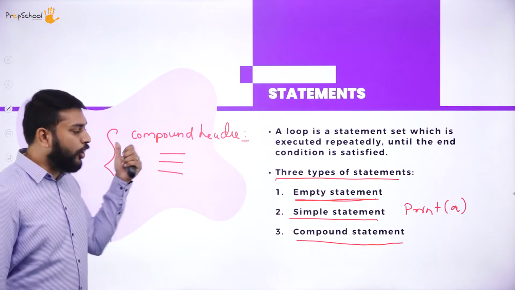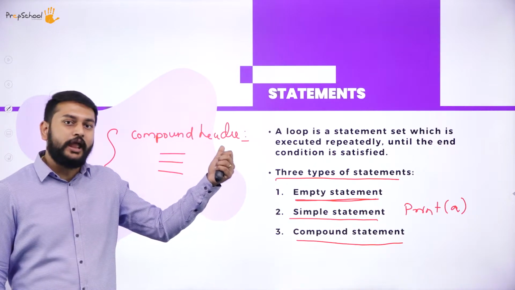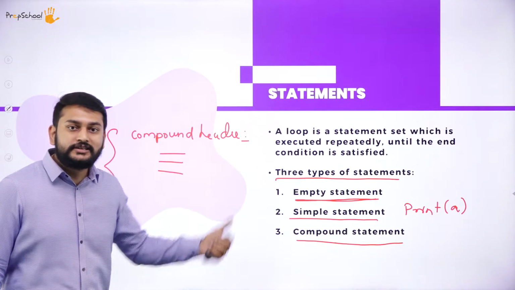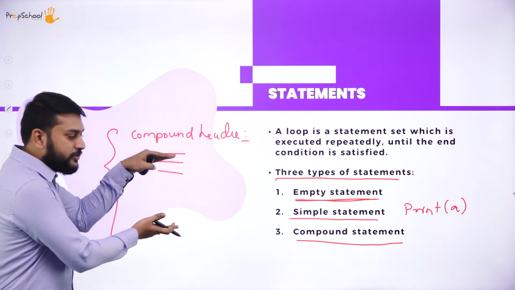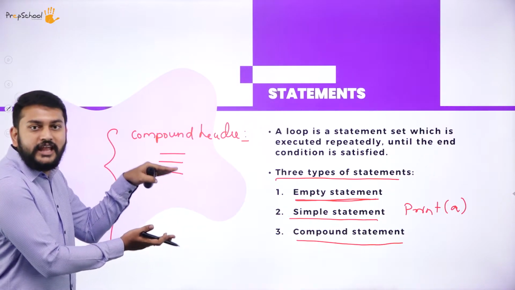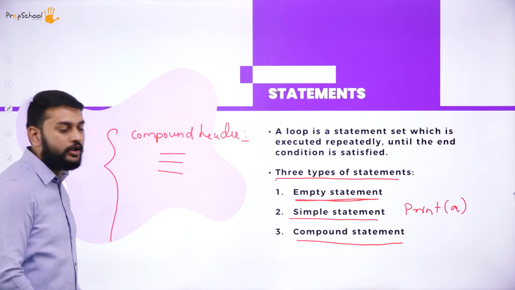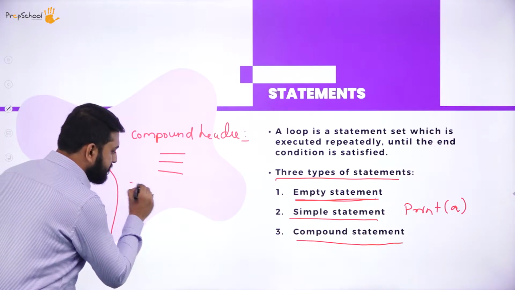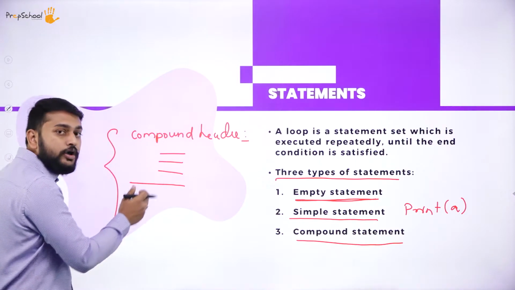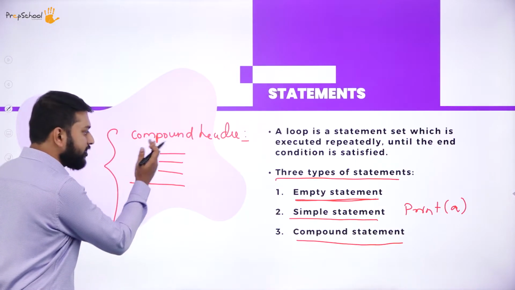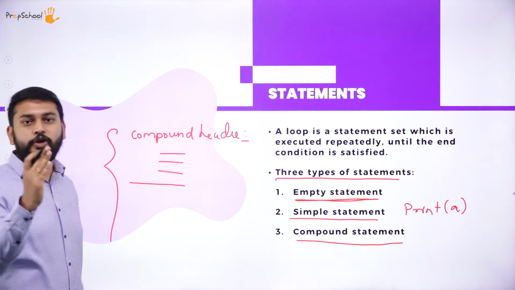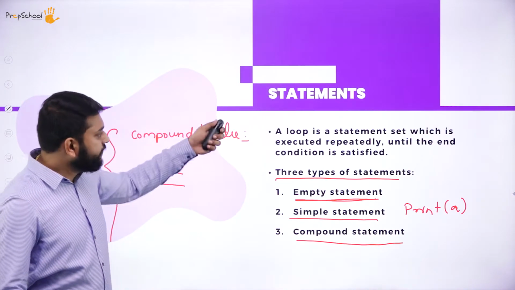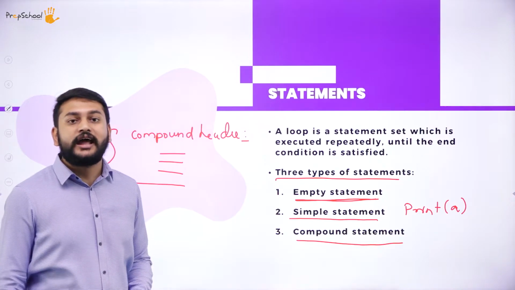Always, a compound header statement will end with a colon. Please understand that the next lines, whatever statements come in this block, should be indented. Suppose I write one statement from here, not from here, what is the meaning of it? This statement does not belong to this block, is what you have to understand. So this is all about the different types of statements that we have.